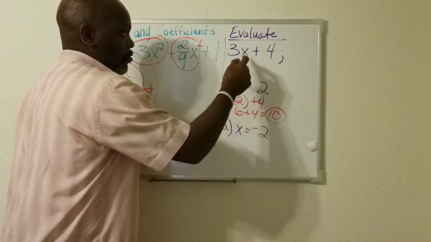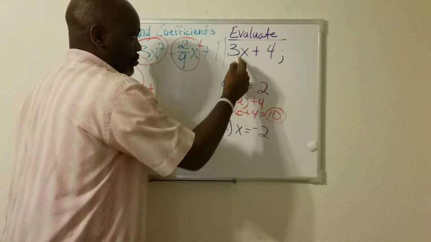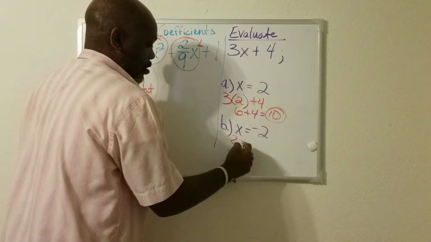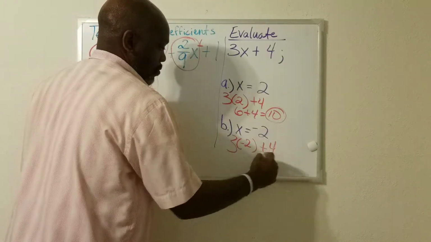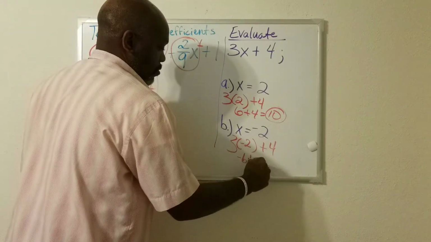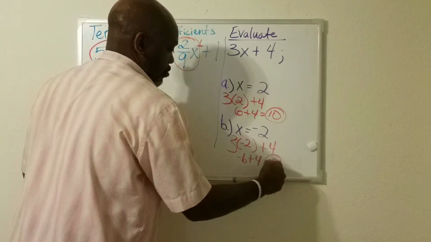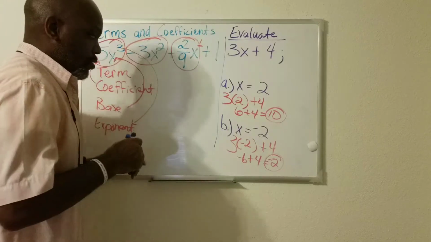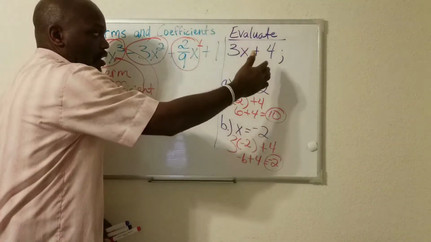All right. So then, what if x is negative 2? You have 3 times negative 2 plus 4. You have negative 6 plus 4, which would be negative 2. So we went from terms and coefficients to evaluating.